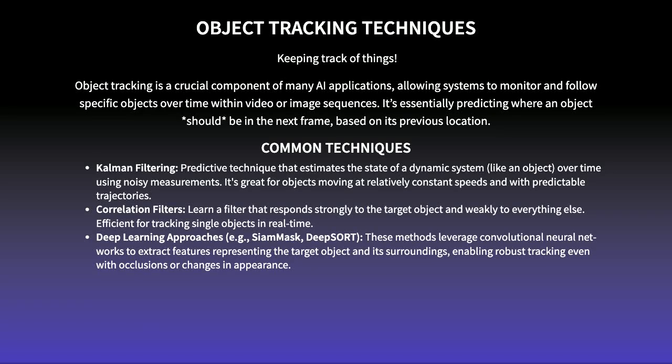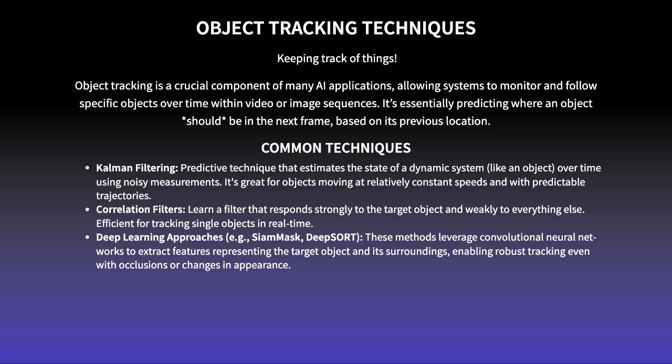Okay, let's talk about object tracking. It's really important for a lot of AI systems. Basically, we want our computers to be able to follow objects as they move through video or images. There are several ways to do this. One common method is called Kalman filtering, which uses predictions and measurements to estimate where an object should be.